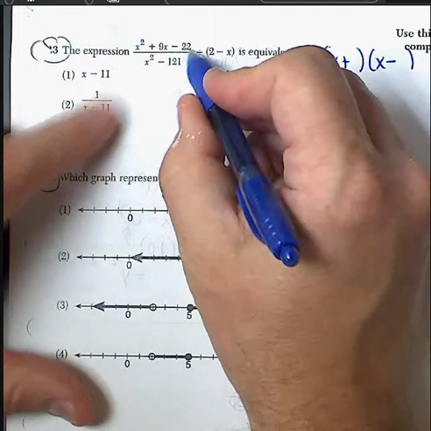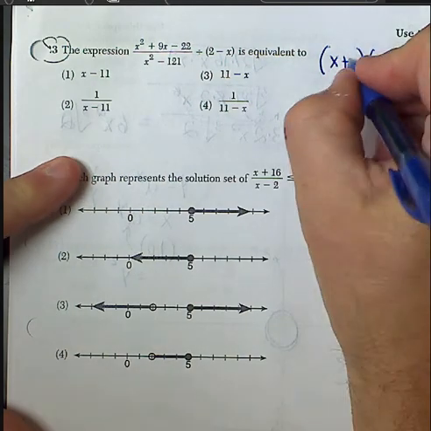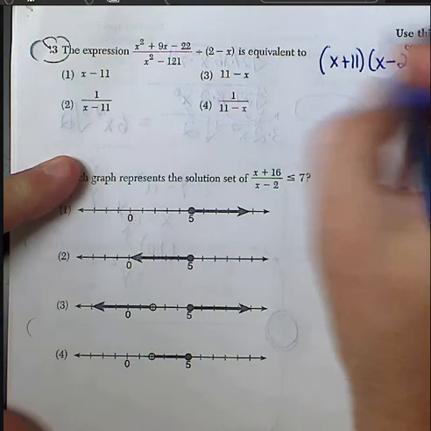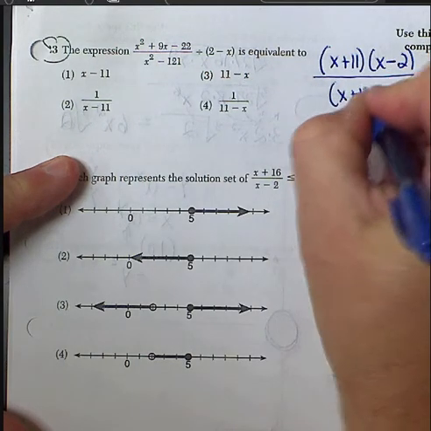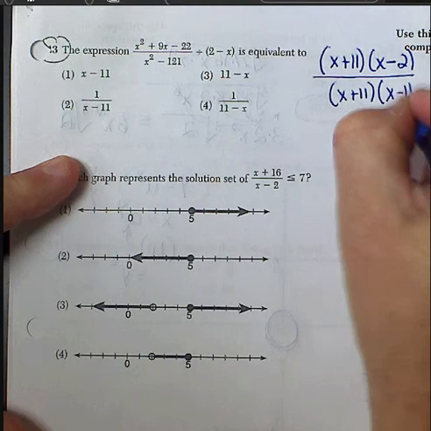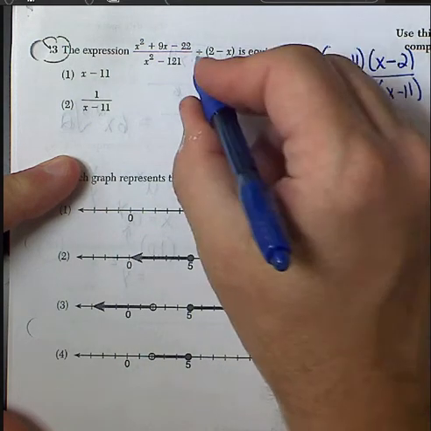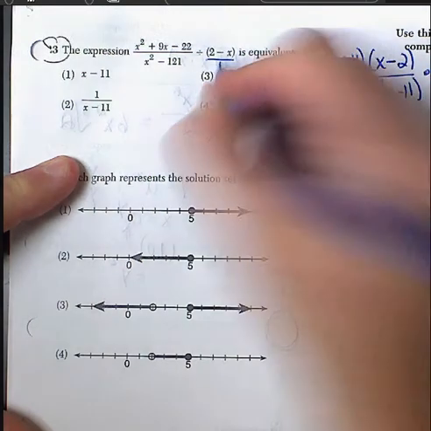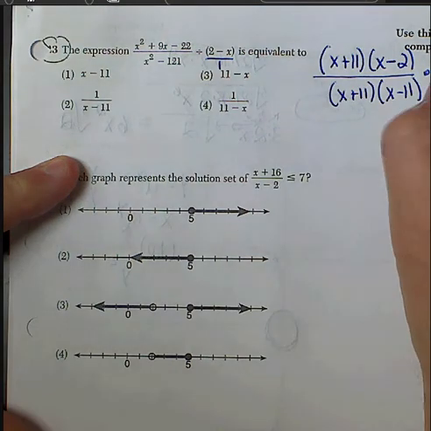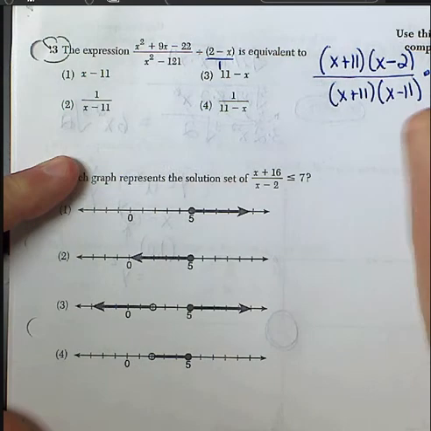And factors of 11 that will add up to be 9 will be plus 11 and then minus 2. That's going to be divided by x squared minus 121. That's the difference of two perfect squares: x plus 11, x minus 11. Division is going to change to multiplication, and I'm going to flip this, which is really 2 minus x over 1. I'm going to flip that as 1 over 2 minus x.